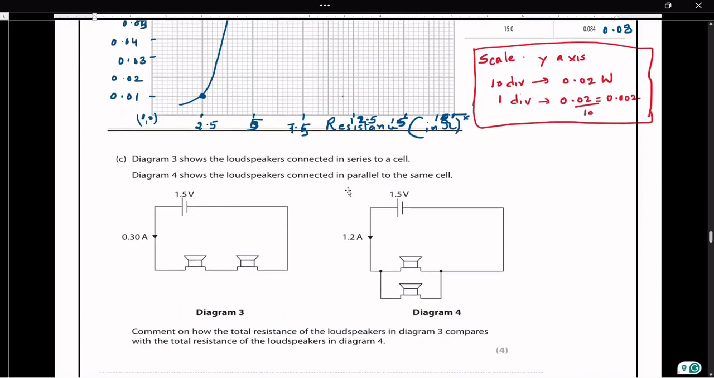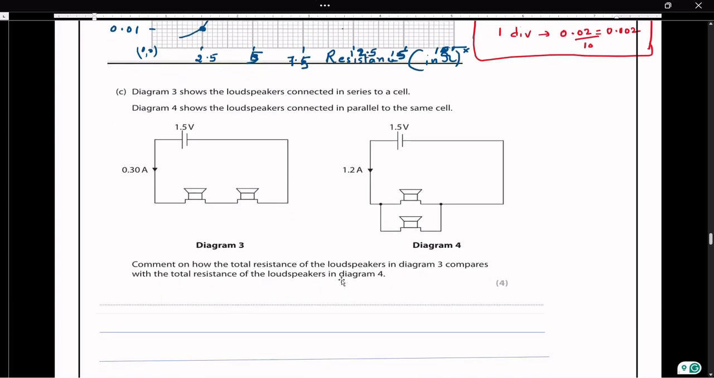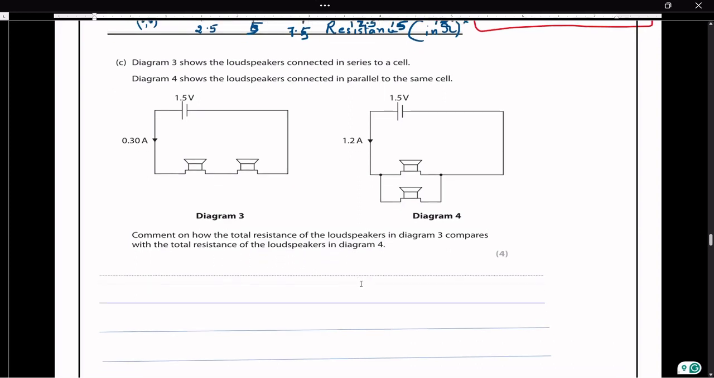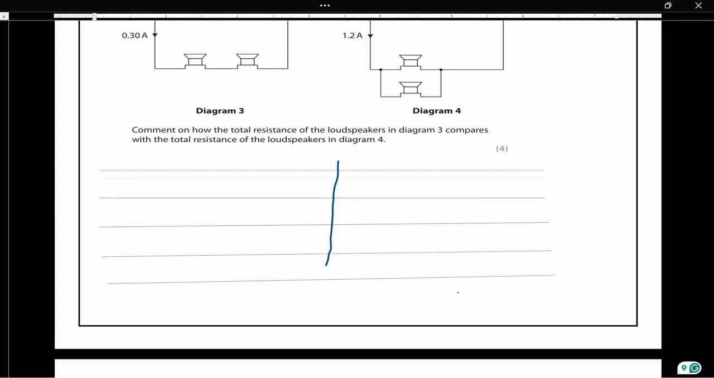The diagram shows the loudspeakers connected in series to a cell. Diagram 4 shows the loudspeakers connected in parallel to the same cell. Comment on how the total resistance of the loudspeakers in diagram 3 compares with the total resistance of the loudspeakers in diagram 4. As you see, there is a series connection and a parallel connection. So this is the total resistance. This is series, and this is parallel.